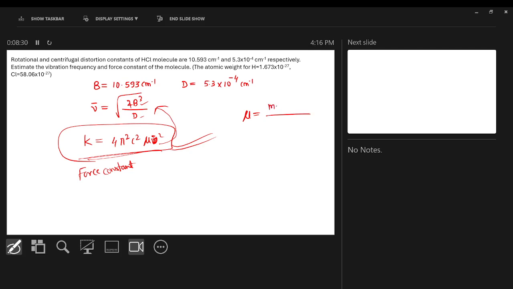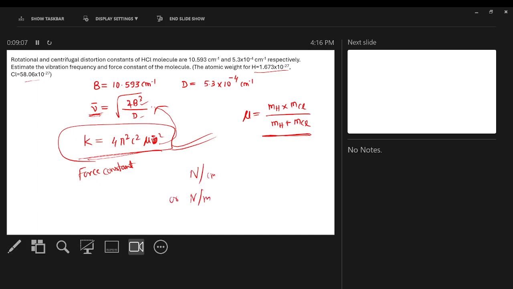Mass of hydrogen multiplied by mass of chlorine, divided by mass of hydrogen plus mass of chlorine. So I'm not doing the detailed calculation. You can calculate this number. The value is given here. Okay. So we can calculate reduced mass, and we can calculate this vibrational frequency because of rotation. We can calculate this number from this equation, and we can plug in. We can get force constant in some Newton per centimeter or Newton per meter.